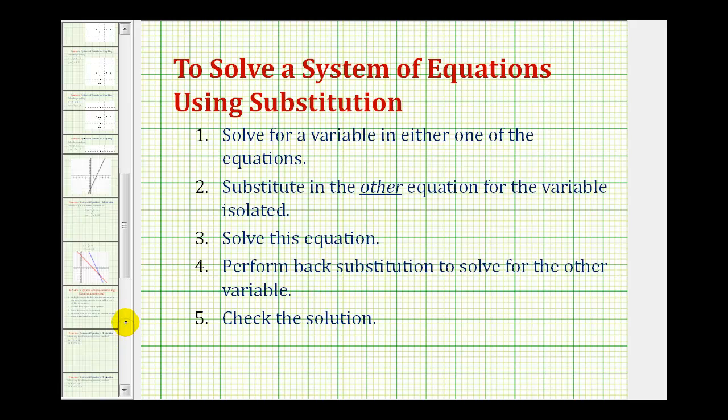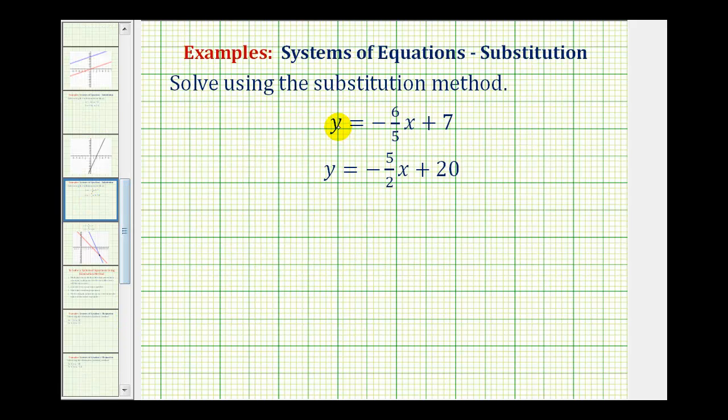So going back to our example, notice how both equations are already solved for y, therefore substitution is probably the most obvious method. If we look at equation 1, we're told that y equals negative 6/5 x plus 7. So wherever we see a y, we can replace it with this expression. So in the second equation, we're going to perform substitution or replace y with negative 6/5 x plus 7. When we do this, it's going to give us an equation with just x.